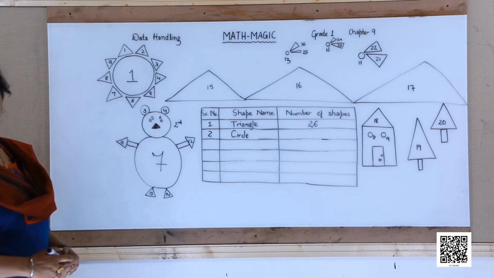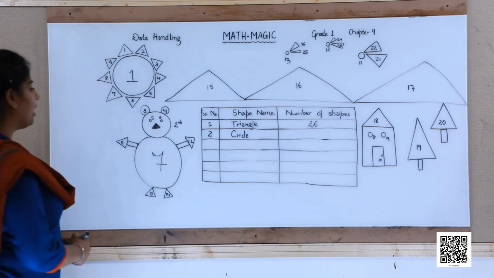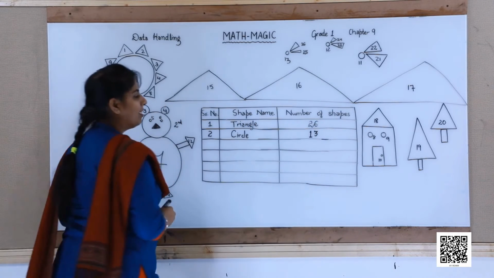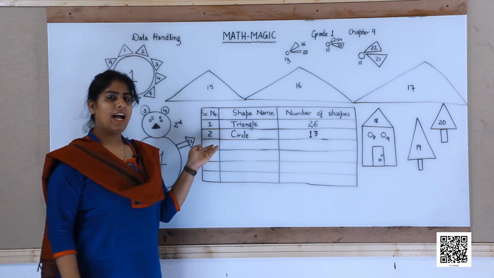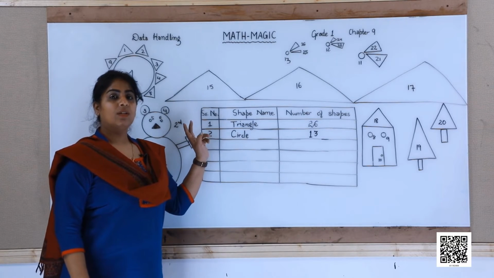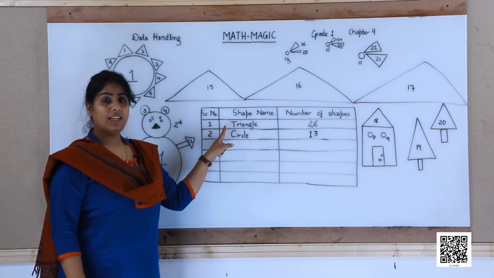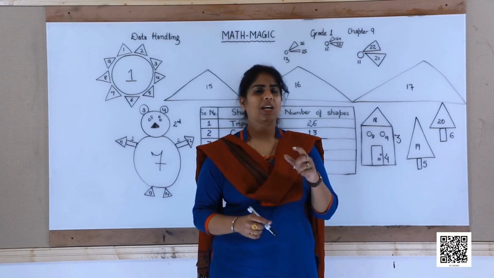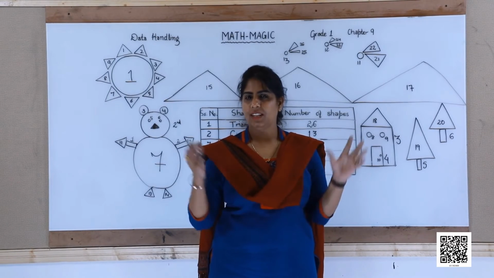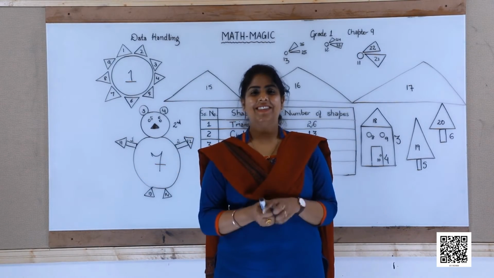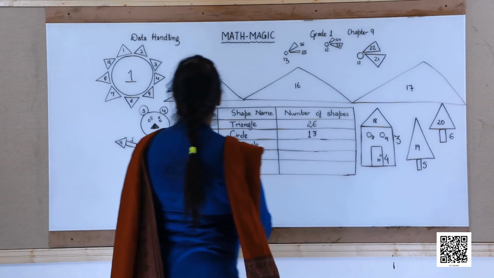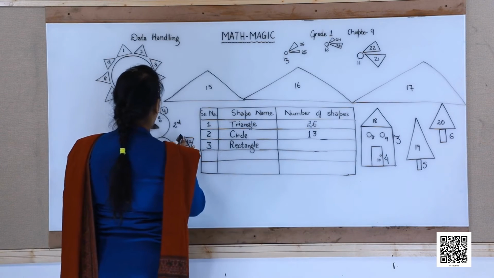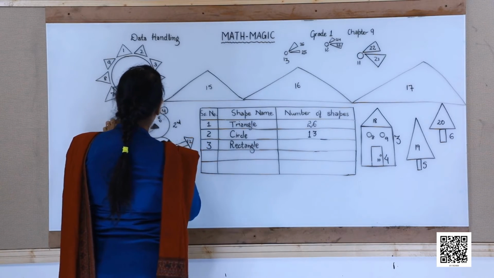Do you see the same number of circles? Okay, correct. Let's write 13 here. So, now my data has information about 2 shapes. The first one is the triangle and the second one is the circle. So, what other shape can you see on this whiteboard? Yes, rectangle. Very well guessed. So, why not count the rectangles now?